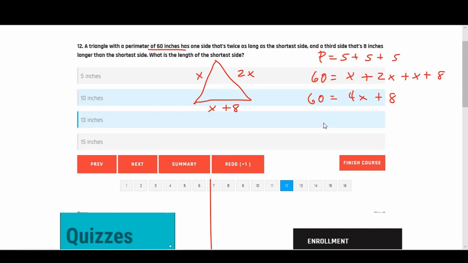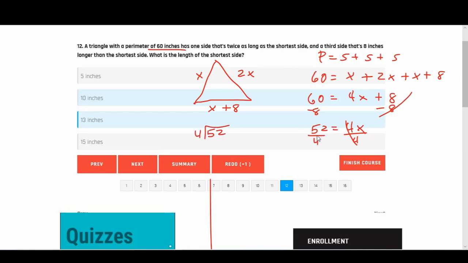Again, we're trying to solve for x. So in other words, we want to get x by itself. Let's subtract 8 from both sides. This crosses out. We're left with 60 minus 8, which would be 52 equals 4x. Let's divide both sides by 4. This crosses out. Again, x equals 52 over 4. Let's go ahead and work that out right here.